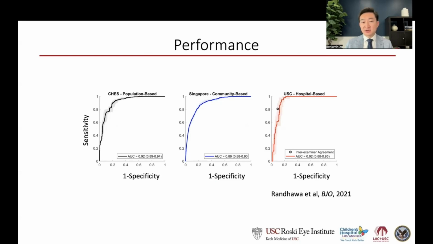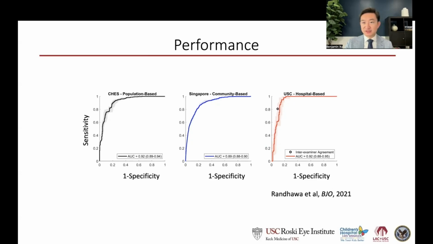What we can see here is that despite differences in the locations, patients, and practice settings between the different sites, the performance of the algorithm was very similar, with an AUC between 0.89 and 0.92. This would suggest that these types of deep learning approaches, identifying angle closure in ASOCT images, tend to be generalizable across different populations.